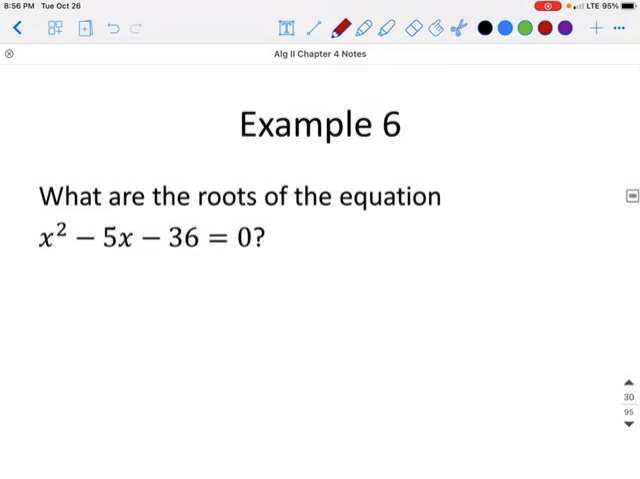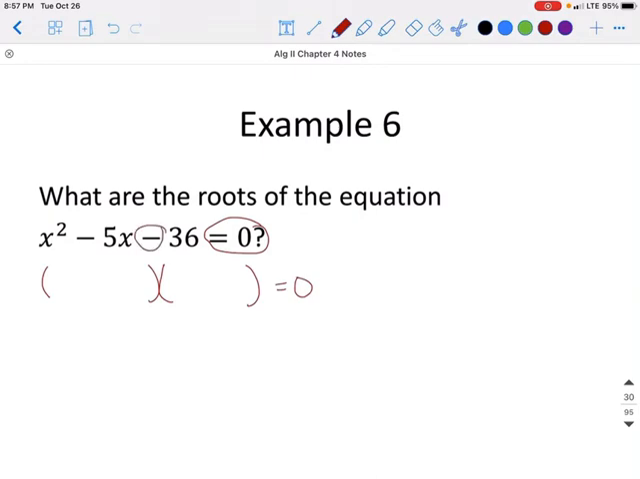So what are the roots of the equation? To solve this, you first have to make sure it is equal to 0. If it's not equal to 0, you will need to take everything to the other side first. Then we are going to factor like normal.